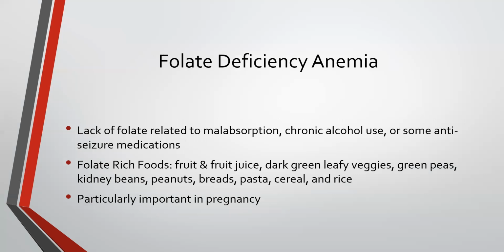All right, we'll move on to folate, which is also known as B6. Again, this can be malabsorption. It could also be chronic alcohol use. And there are some anti-seizure medications like phenobarbital, carbamazepine that will actually cause a folate deficiency. Again, we're going to go least invasive first, which is folate-rich foods. Fruit juices, again, those dark green leafies, green peas, kidney beans, peanuts, breads, pasta, cereal, and rice. And of course, we know, or should know, that folate is quite important during pregnancy because that is what helps the neural tube actually fuse during pregnancy.